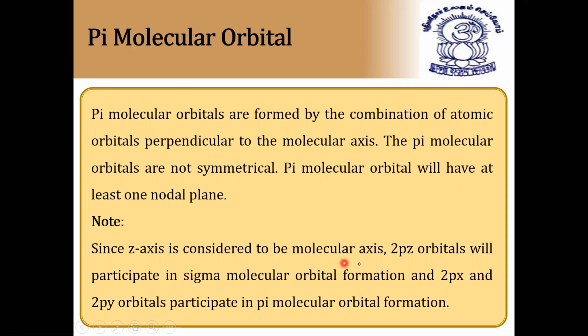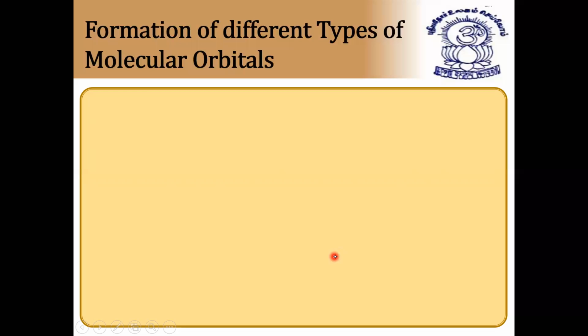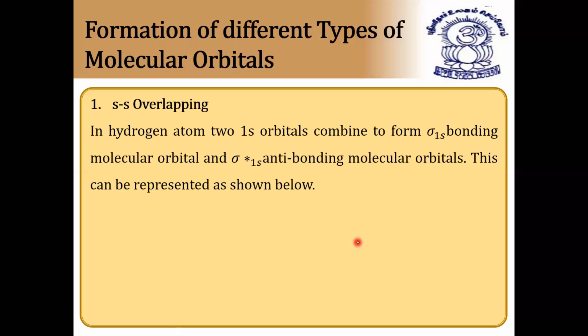Since the z-axis is considered to be the molecular axis, 2pz orbitals will participate in sigma molecular orbital formation, and 2px and 2py orbitals participate in pi molecular orbital formation. So 2pz is only for sigma, whereas out of the p orbitals 2px, 2py, 2pz, 2px and 2py participate in pi molecular orbital formation. This is very important. So 2pz orbitals will participate only in sigma molecular orbital. Based on this only, different types of molecular orbitals are formed.